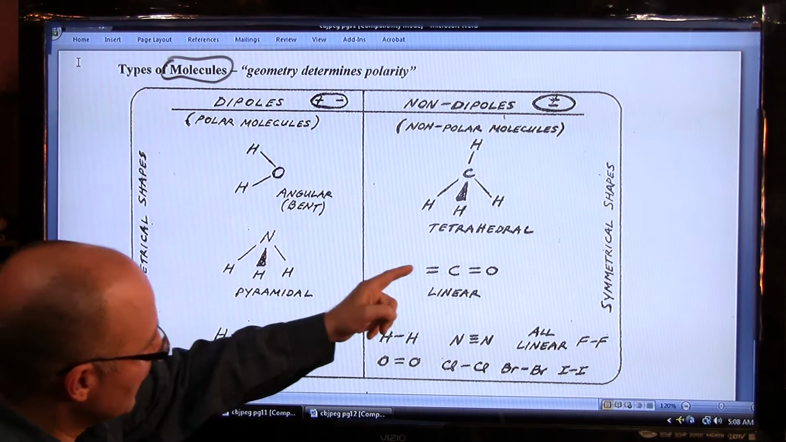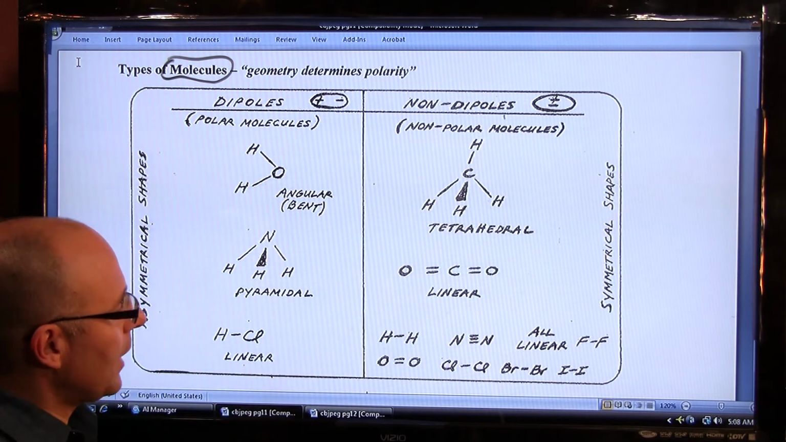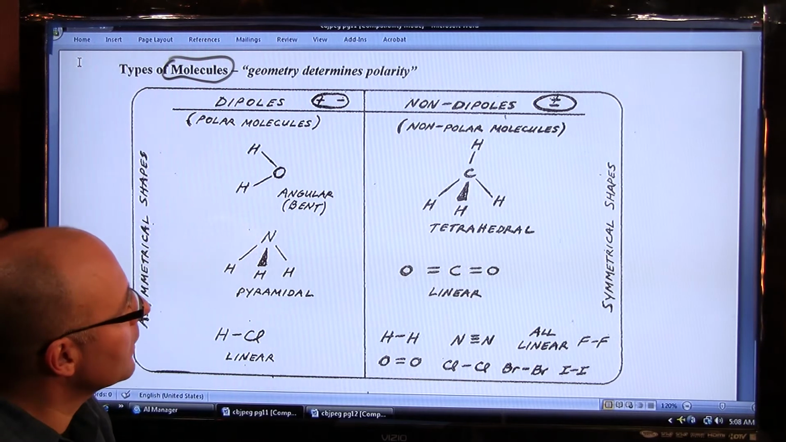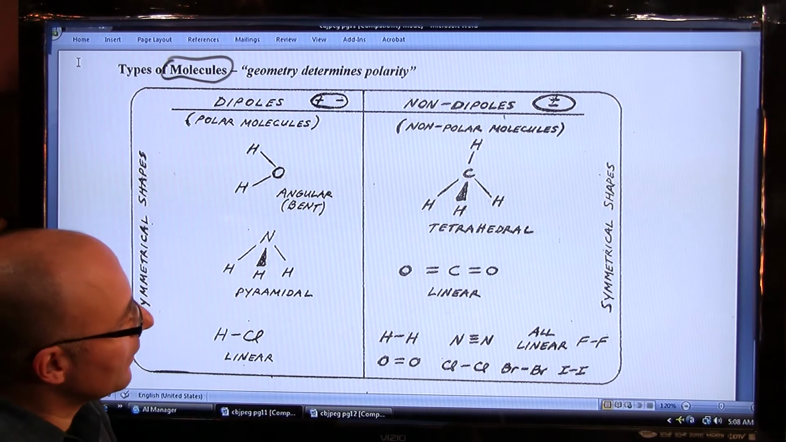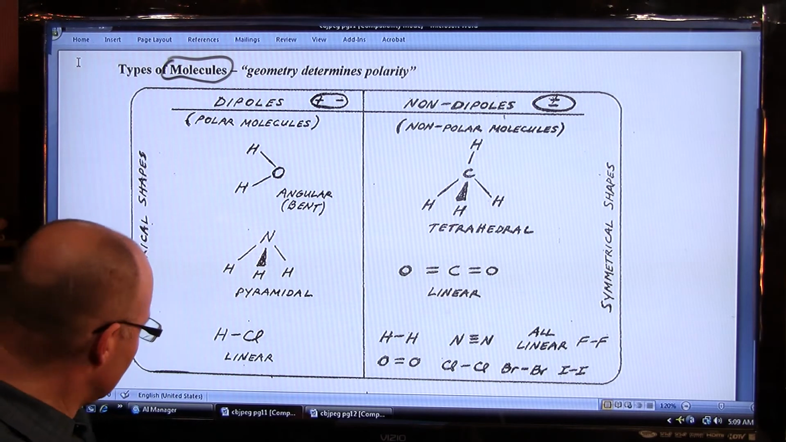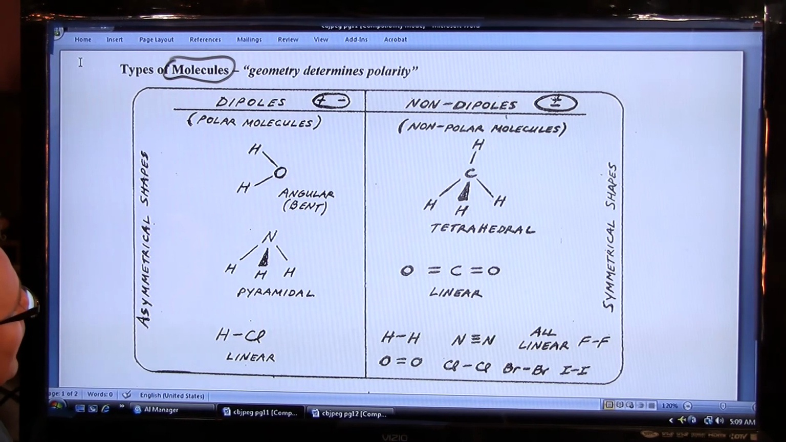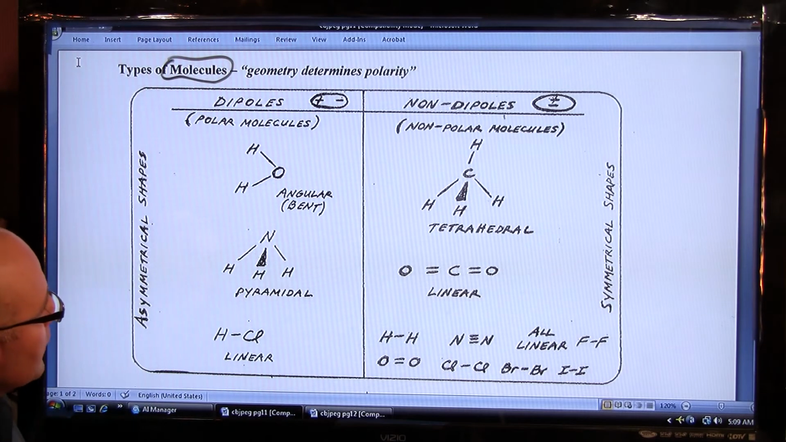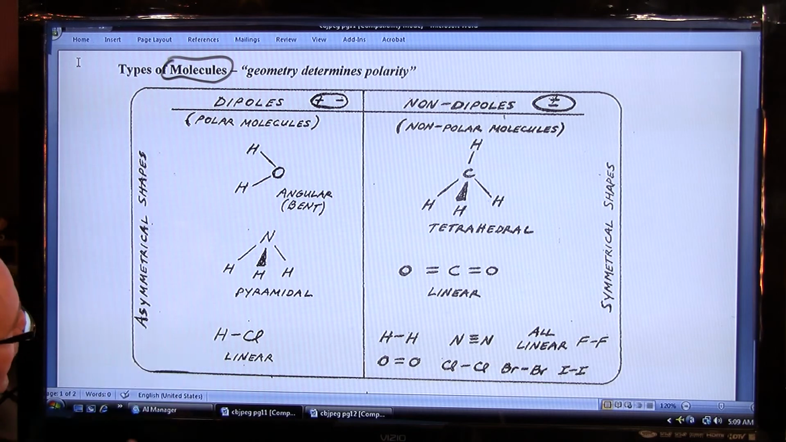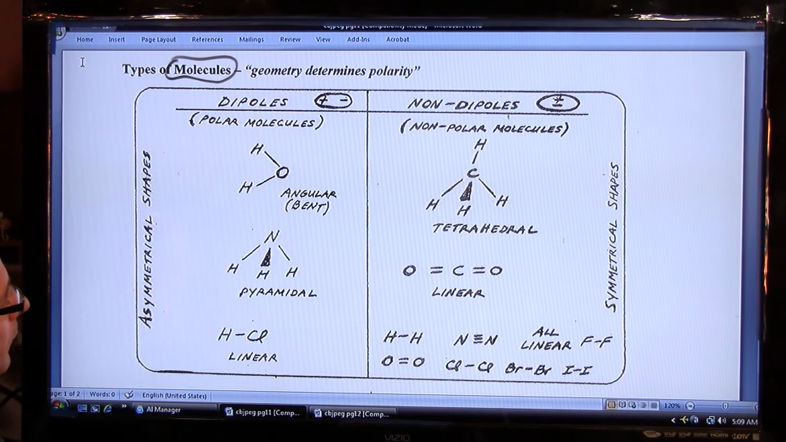CH4, symmetrical. The CO2, symmetrical, meaning balanced, evenly distributed shapes. The H2, for sure. Molecules with symmetrical shapes have an even distribution of their charges, and because of that, they're called nonpolar molecules. On the other hand, the molecules that are asymmetrical in shapes will have an uneven distribution of charge, and so water, NH3, and HCl would be polar molecules, also known as dipoles.